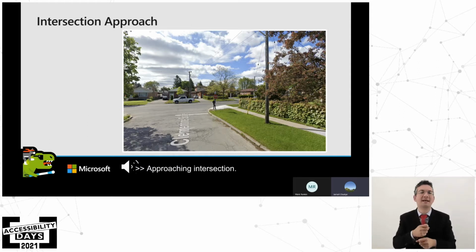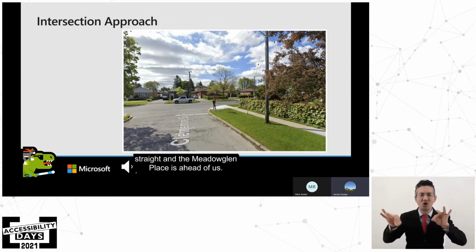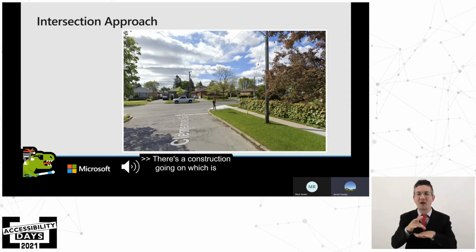Approaching intersection. Brimorton Drive continues ahead. Meadowglen Place goes right. We are approaching an intersection. The Brimorton Drive will continue straight, and the Meadowglen Place is ahead of us. Construction. And there's a construction going on, which is really good to know. Very good girl, Valora. Okay, forward.